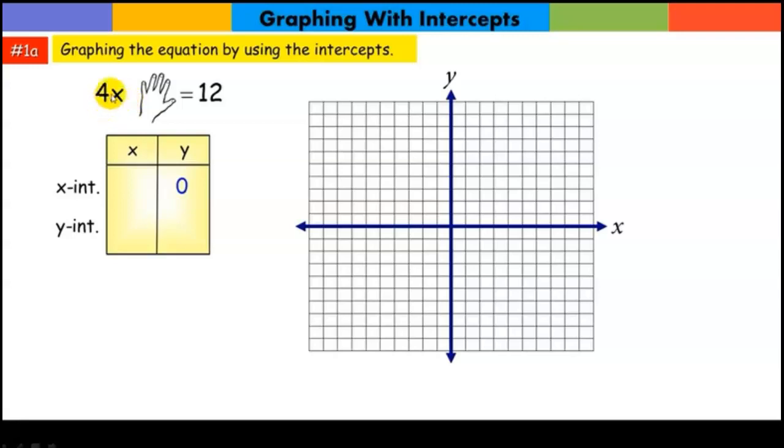You probably do it in your head. 4 times something equals 12. Well, that something obviously is 3. And when I plot that point right here and label it, this represents my x-intercept.